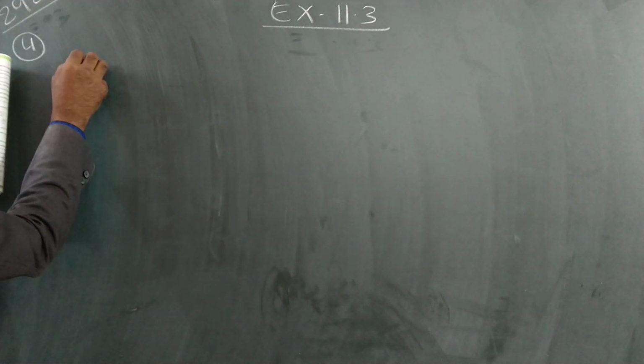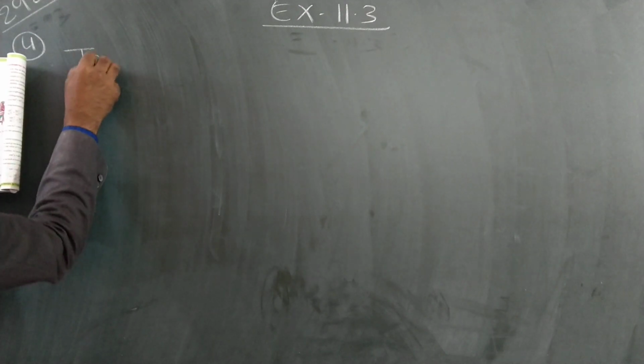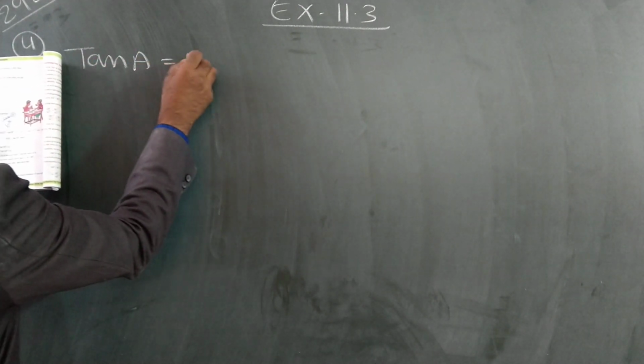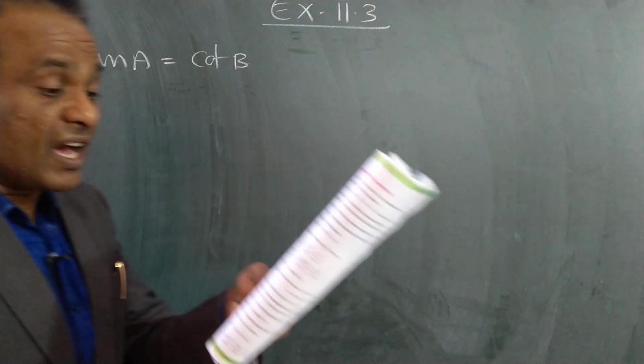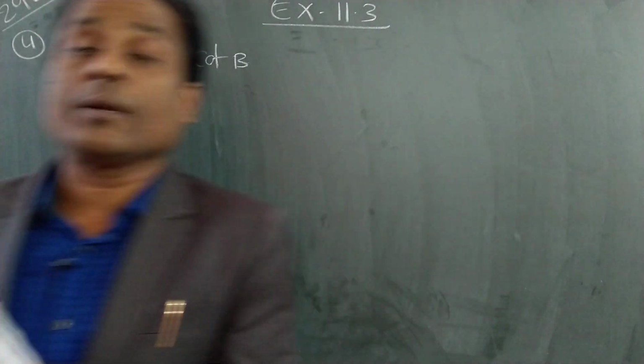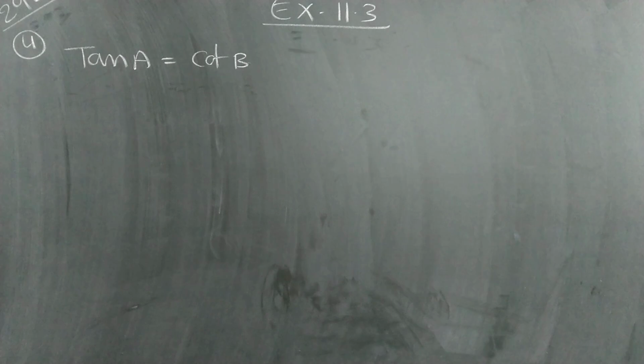Fourth problem. Students, write down. If tan A is equal to cot B, where A and B are acute angles, prove that A plus B is equal to 90 degrees. Write down the fourth problem.